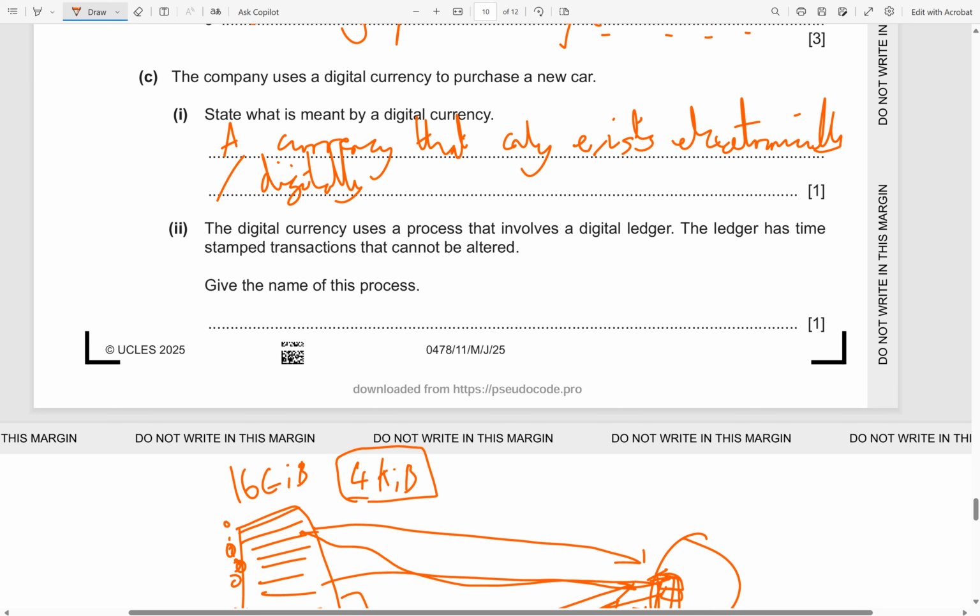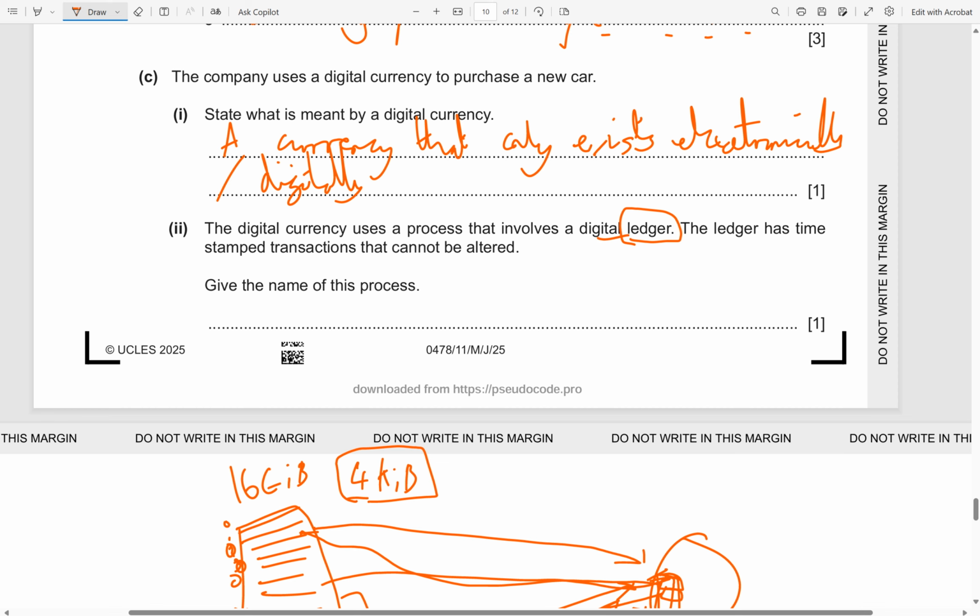Then the digital currency uses a process that involves a digital ledger. The ledger has timestamped transactions that cannot be altered, and give the name of the process. So that's basically the process of creating the blockchain. Here you can say digital ledger or blockchain, interchangeably. And actually, for me, when people say blockchain, I think of the actual ledger, the actual data, the record of all the transactions, all the senders, all the receivers, how much is sent.